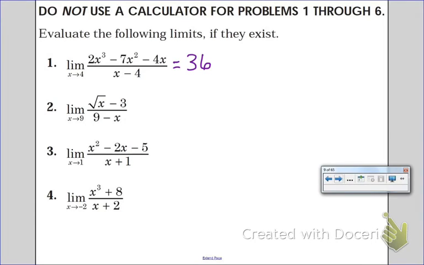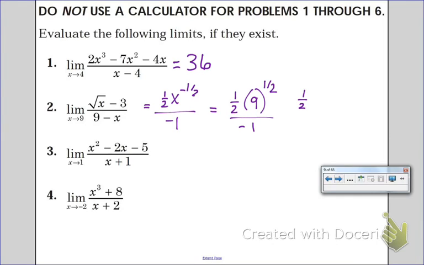All right. So for L'Hopital's rule, we plug in 9 to the top, and you get 3 minus 3, which is 0. You plug in 9 to the bottom, you get 9 minus 9, which is 0. So this is the indeterminate form, 0 over 0. So if I take the derivative of the top, the derivative of the square root of x is 1/2 x to the negative 1/2. And the derivative of the bottom, which is 9 minus x, would be negative 1. So this is 1/2 times 9 to the negative 1/2 divided by negative 1. Which is 1/2 times 1 over the square root of 9, which is 3, divided by negative 1, which is negative 1/6.